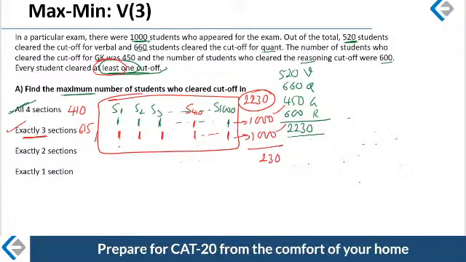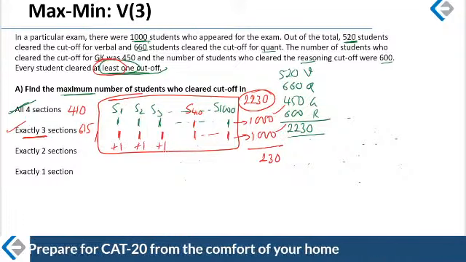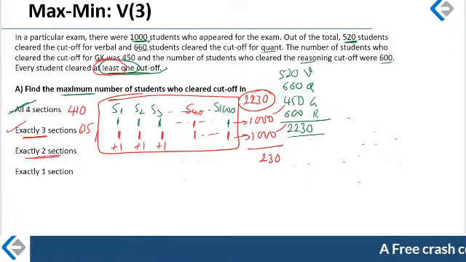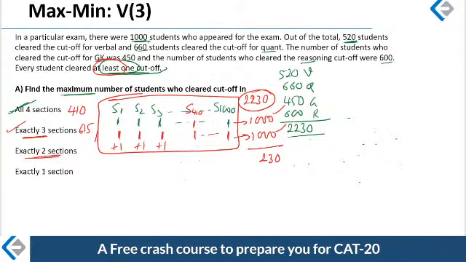Now, if you start giving one more, 230 of them will get disqualified, because he said exactly 2 are required. Now, if you start giving one more, then they will have 3. Then they will have 3. Therefore they are disqualified.